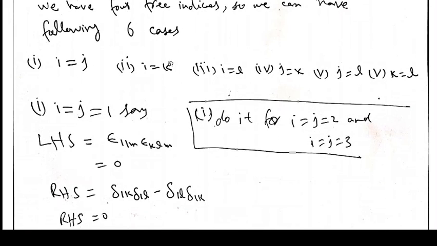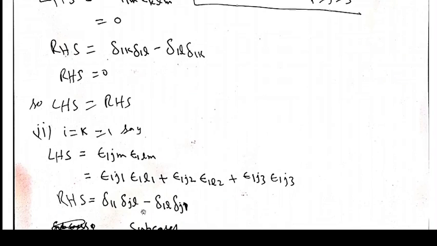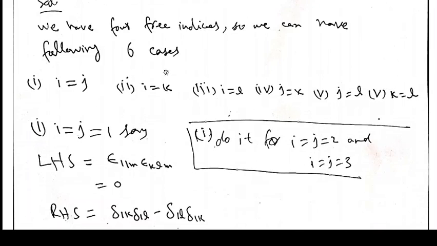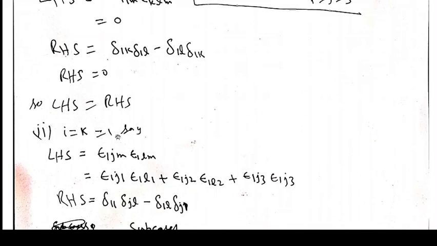Now let's go to the second case, when i is equal to k. For i equal to k, the values of these two indices will be the same. As in the first case, the values of free indices i and j were the same, for the second case the values of free indices i and k must be the same. Suppose we have value 1; it can be 2 or 3.